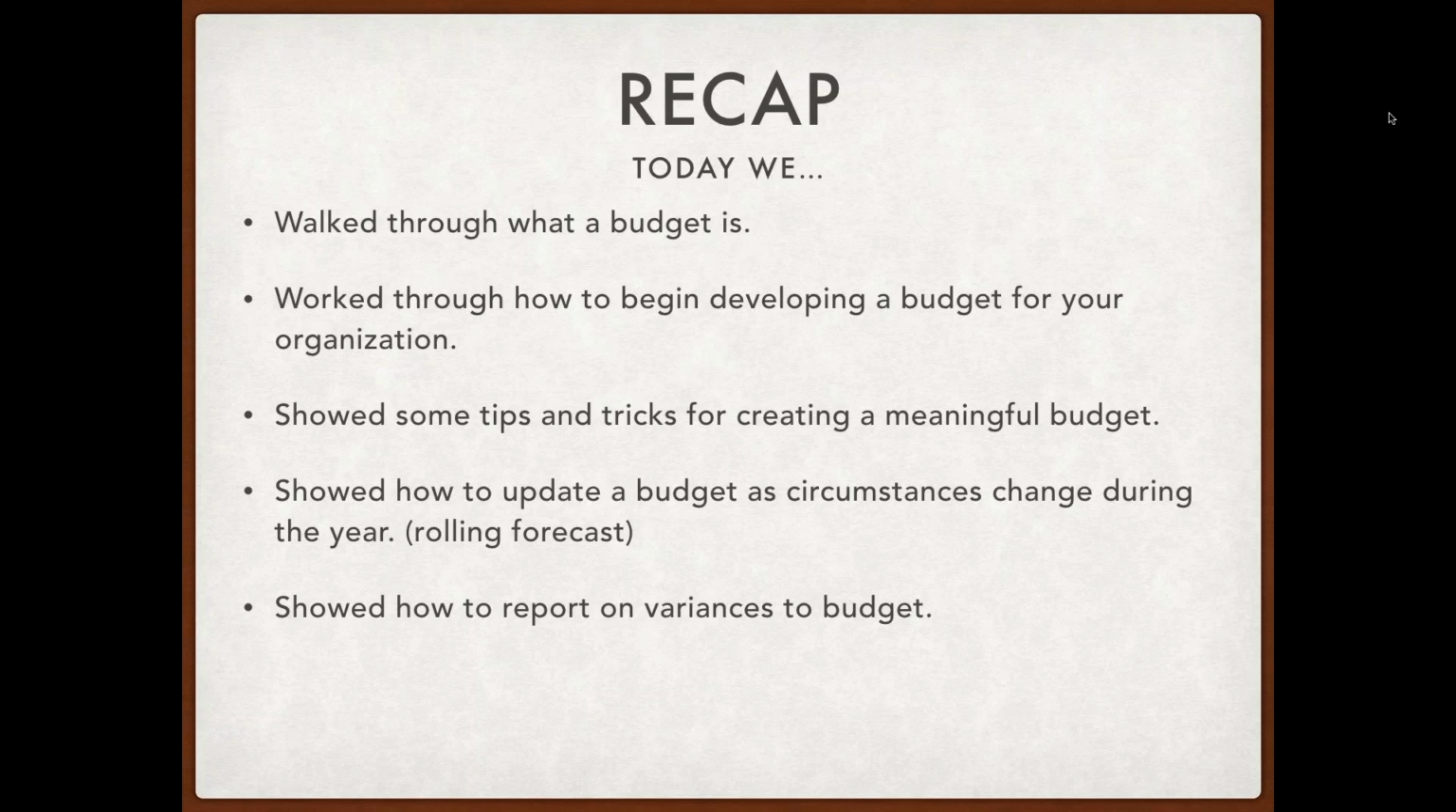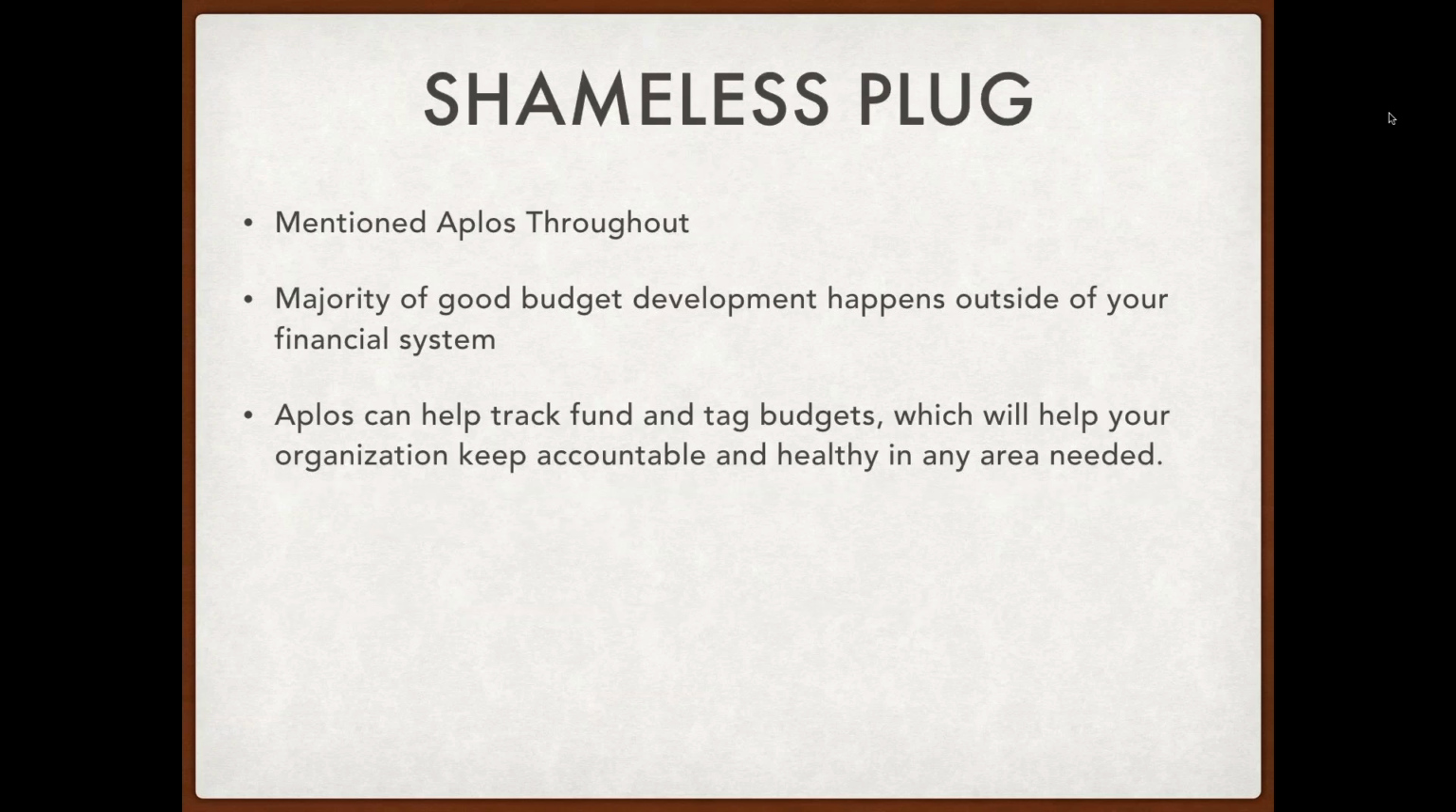All right. So today we've skipped a rock over a lot of things. We've walked through what a budget is, worked through how to begin developing that budget for your organization, showed some tips and tricks for creating a meaningful budget, specifically in Excel, how to update a budget as circumstances change throughout the year with a rolling forecast, and then what you're looking for when you're reporting on variances to your budget.